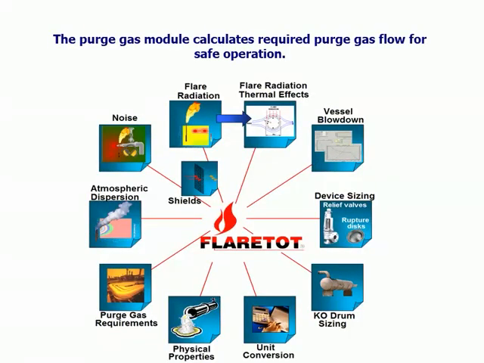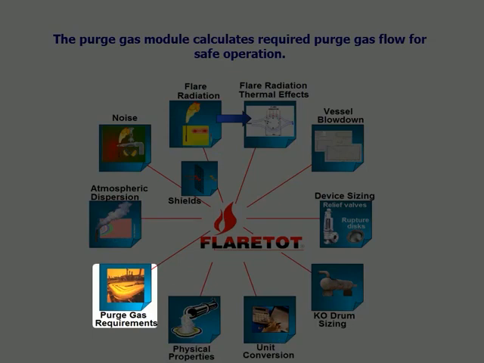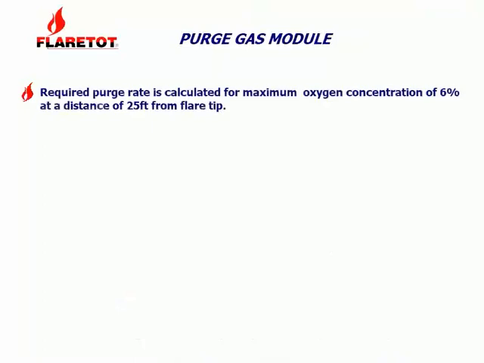Next, we examine the purge gas module, which calculates required purge gas flow for safe operation at the flare tip. The required flare purge rate is calculated based on a maximum oxygen concentration of 6% at a distance of 25 feet from the flare tip.